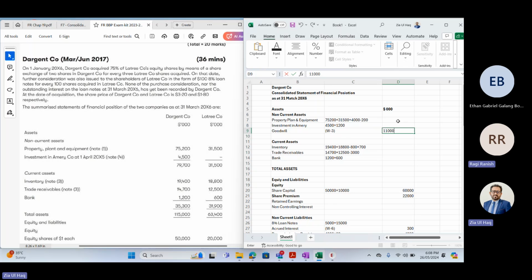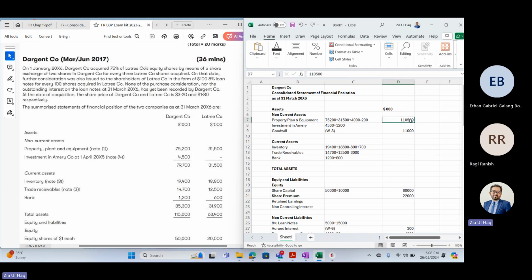Okay, what's the amount for property, plant and equipment? Can you calculate, please? What's the amount for property, plant and equipment? Sorry? Depreciation. What's the value for property, plant and equipment? 110,500.